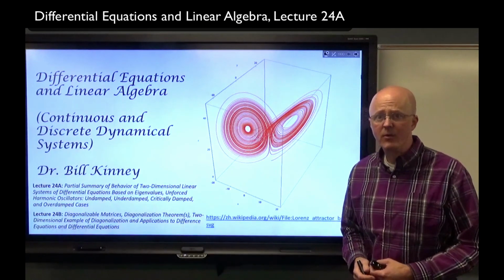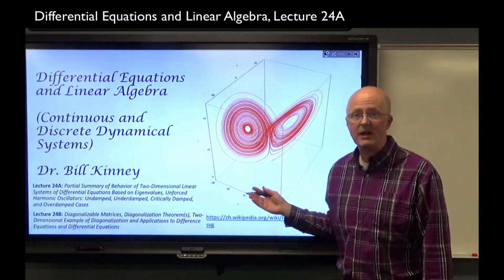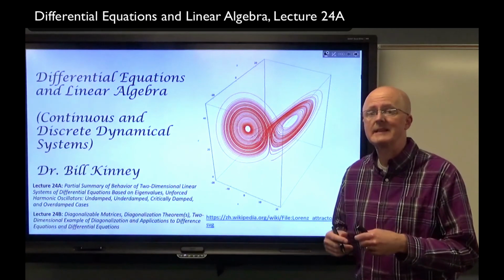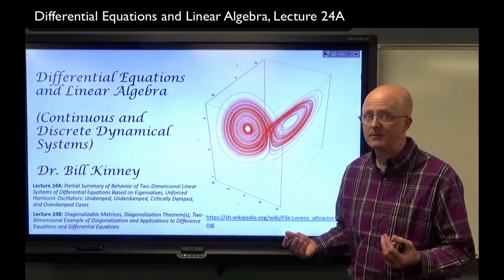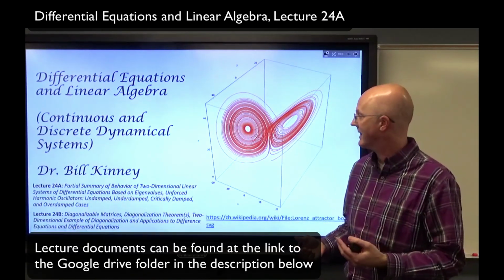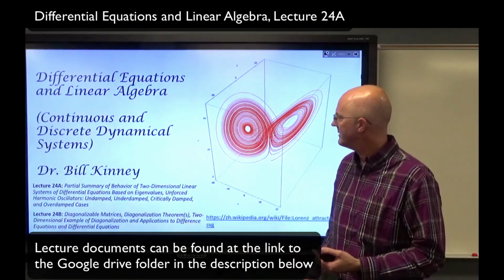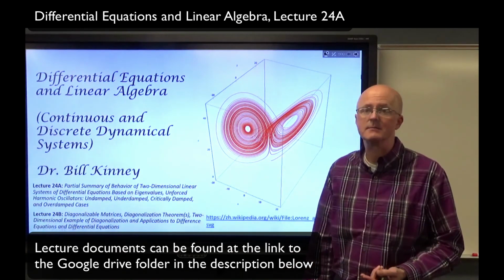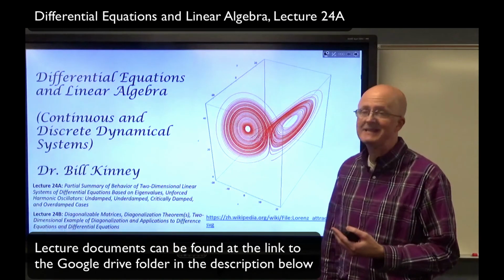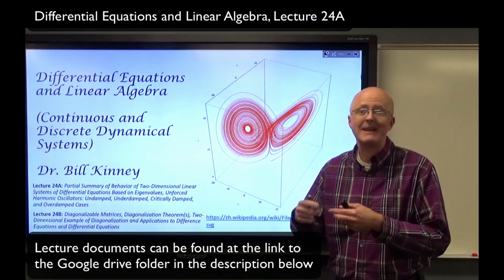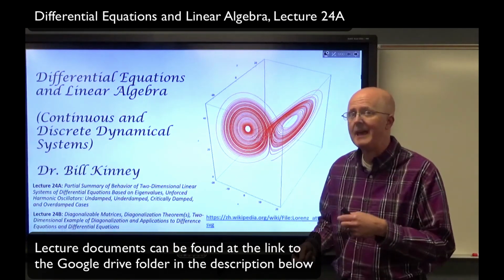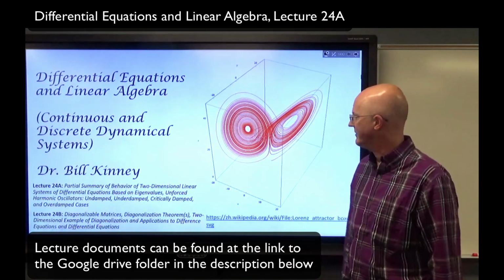In lecture 24A of Differential Equations and Linear Algebra, we're going to be summarizing some things that we've learned from our examples dealing with eigenvalues and eigenvectors. We're going to give a partial summary of the behavior of two-dimensional linear systems of differential equations based on eigenvalues. I did talk about that at the end of 23A. I want to talk about it again here in 24A.